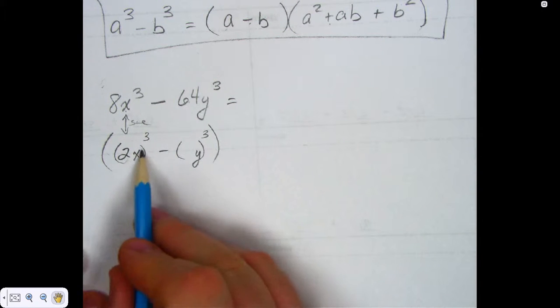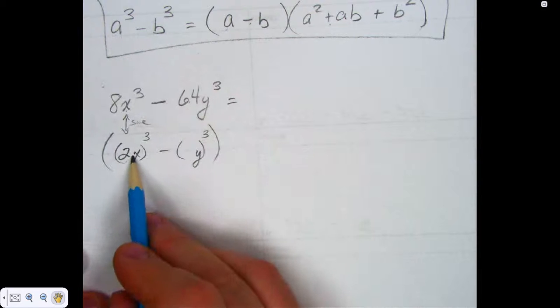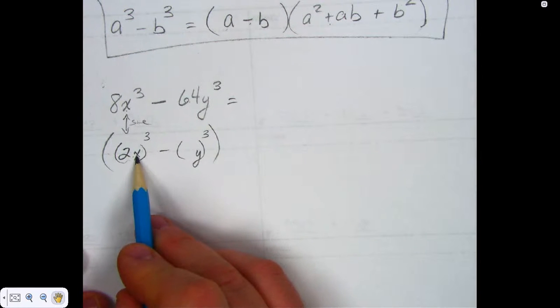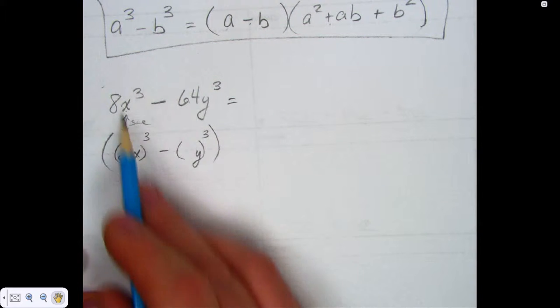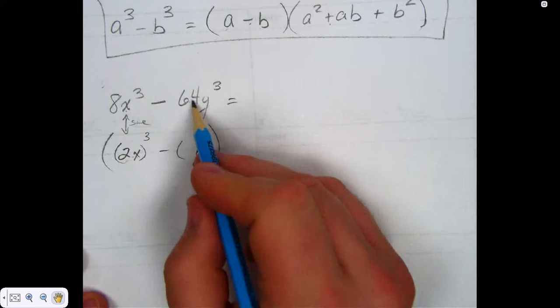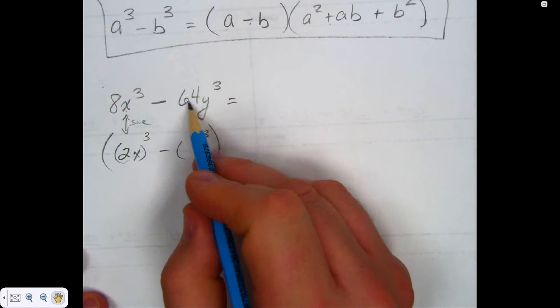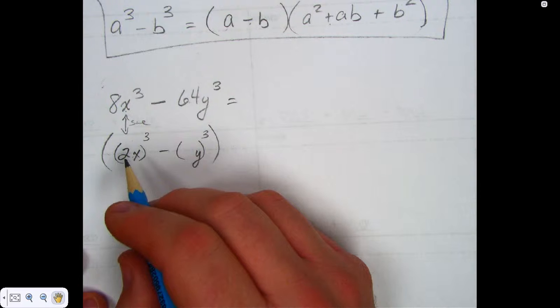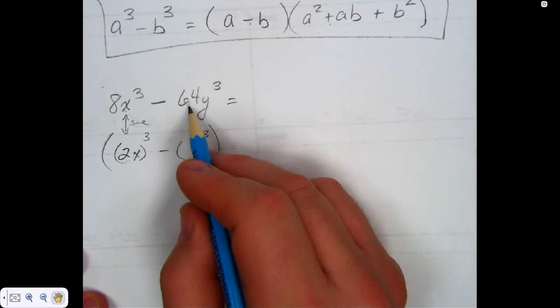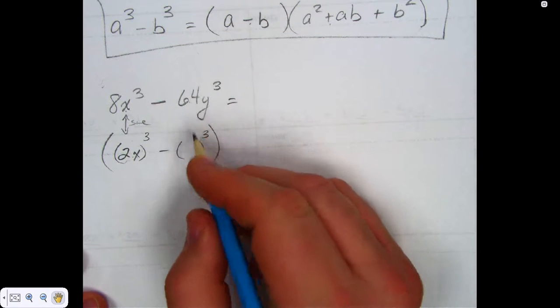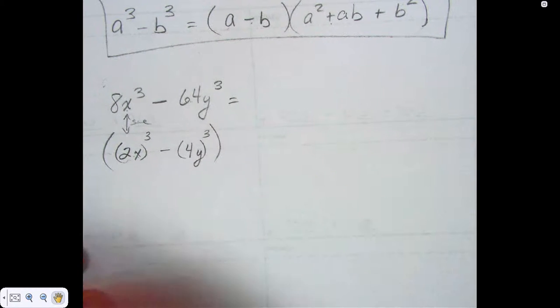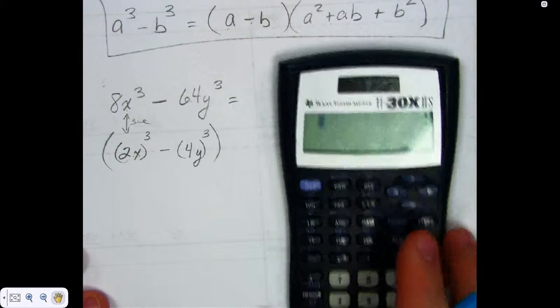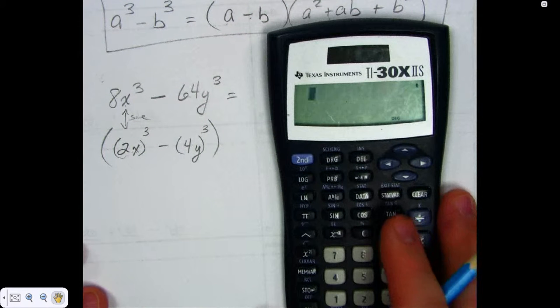And I know now that A is what? 2x. Does everybody see that? Well, I already did the y part. What number could I multiply times itself 3 times and get 64 as an answer? 4 times 4 is what? Times 4 is? Now, isn't it amazing how fast those numbers get pretty big?